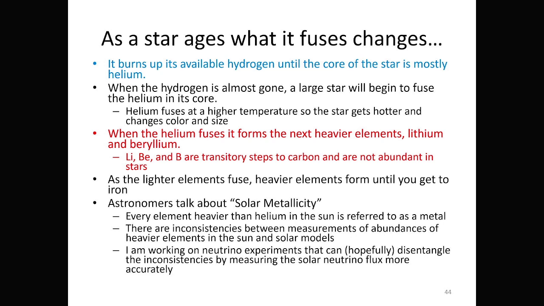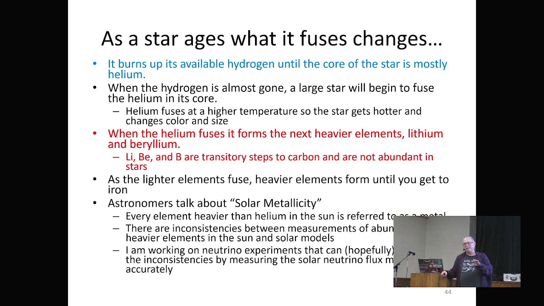And then astronomers are funny. They talk about solar metallicity. In the periodic table, there's a clear group of elements that are called metals. But from an astronomer's point of view, because everything after helium is so low in abundance, everything is a metal. That's what they call solar metallicity. Every element heavier than helium is referred to as a metal. And there are inconsistencies between the measurements of abundances of the heavier elements in the sun that you measure directly and the models of fusion in the sun. So we have things to work out there.